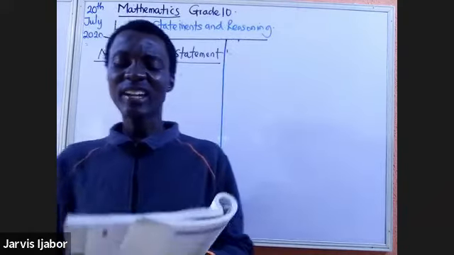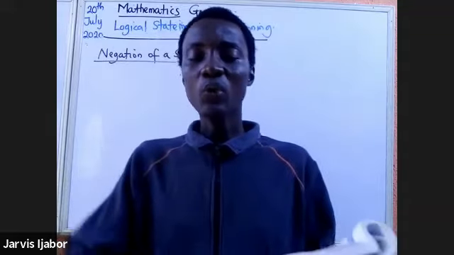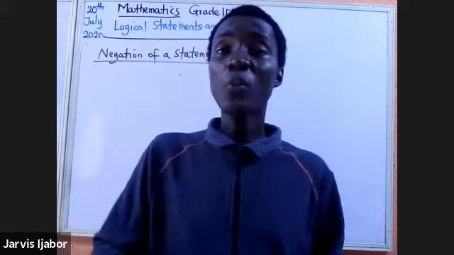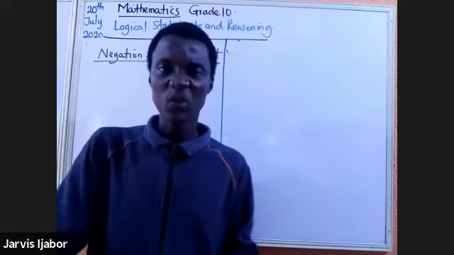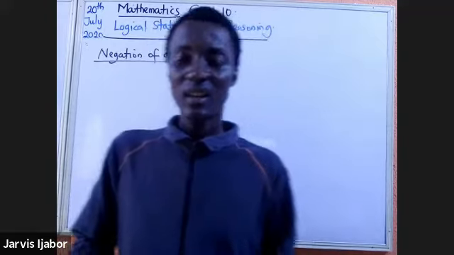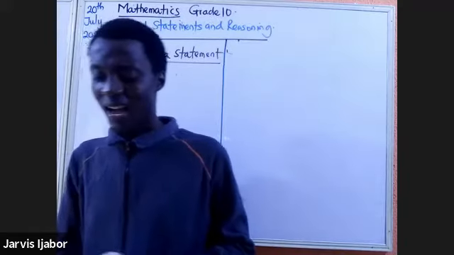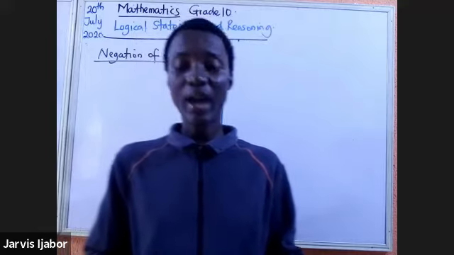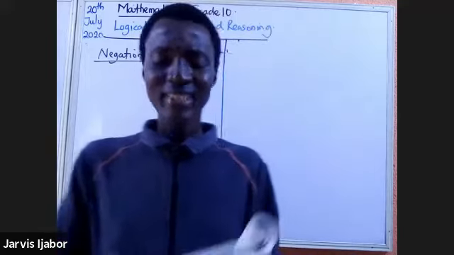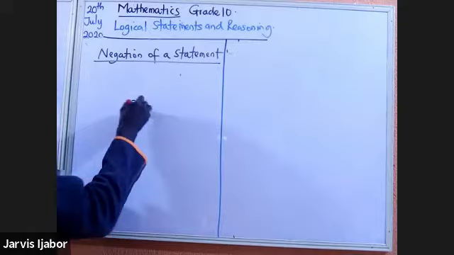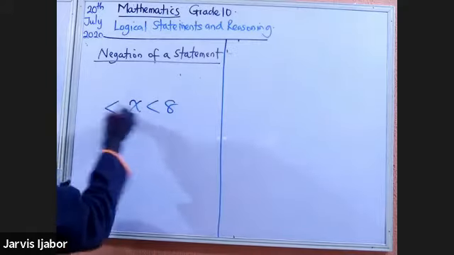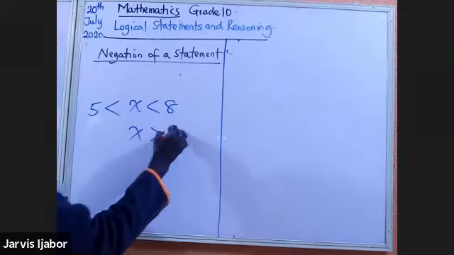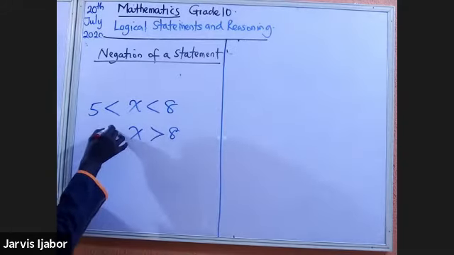ABC is an isosceles right angle triangle. Here, this is another one that's a bit specific. The negation will be that ABC is not an isosceles right angle triangle. Now, look at this one. X is greater than 8, or less than 8 greater than 5. It means that X will be greater than 8 and X will be less than 5.